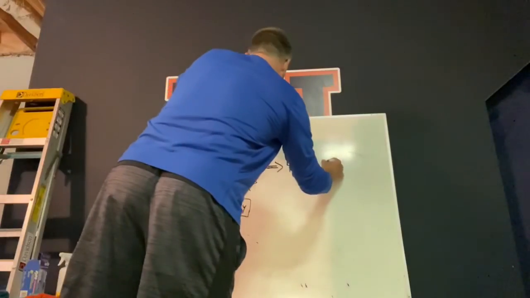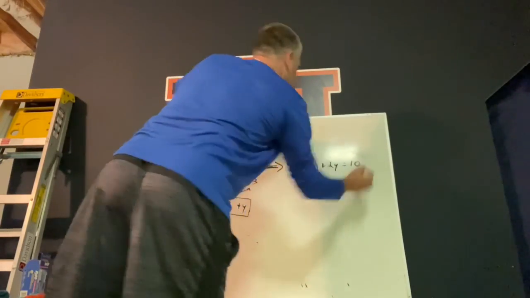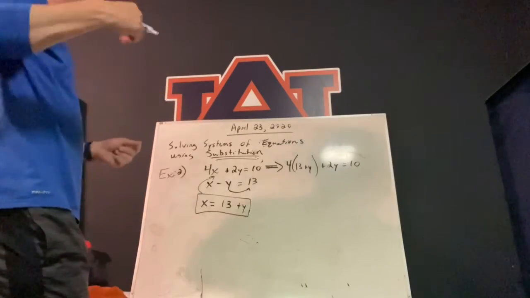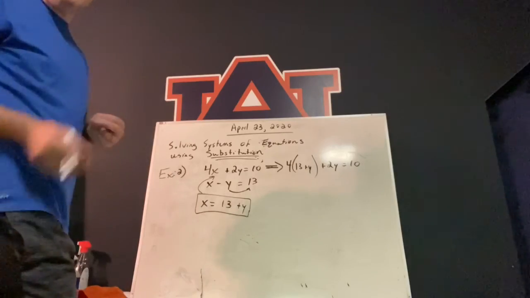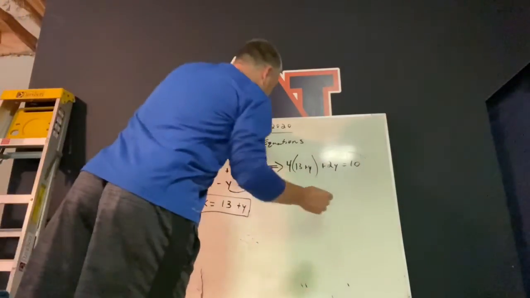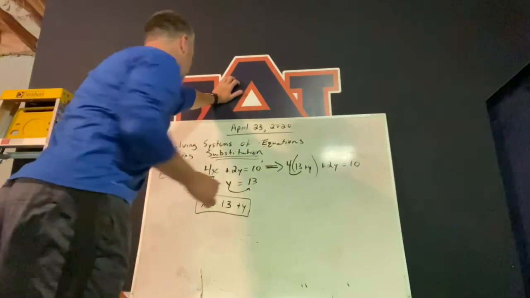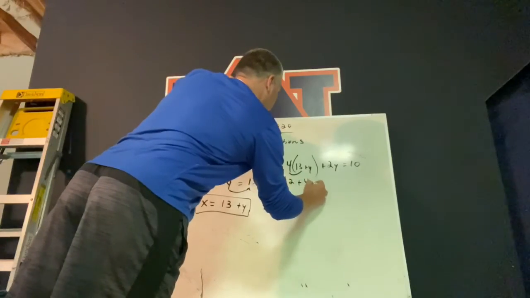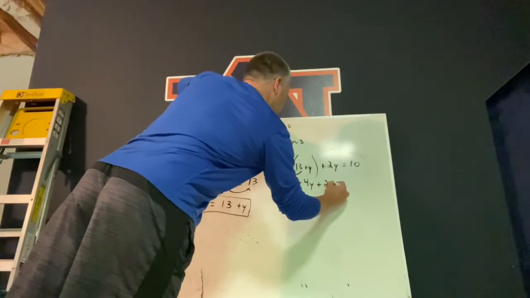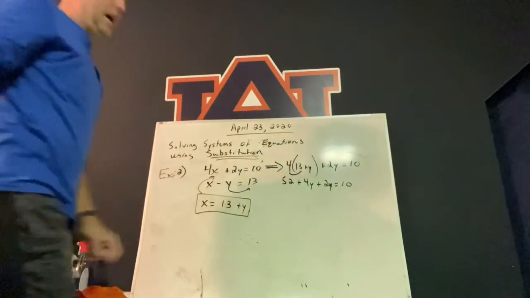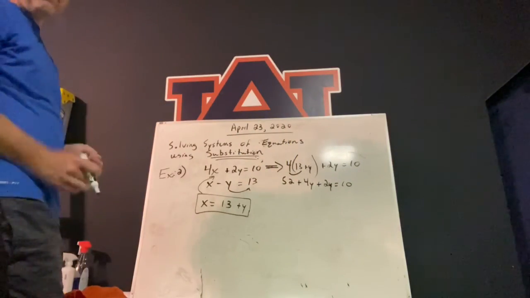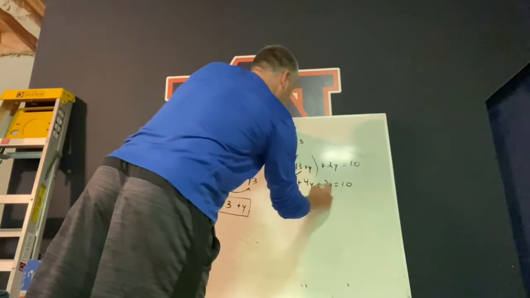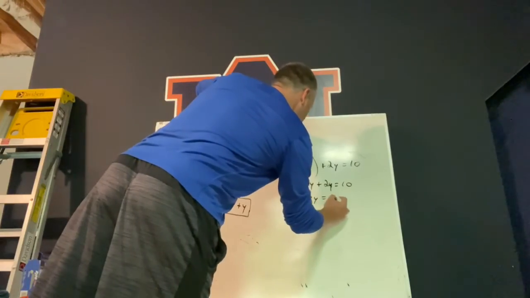Now it's plus 2y is equal to 10. I wrote down the rest of the equation, so I simply replace the x with 13 plus y. Now I'm going to do my math and solve for y. 4 times 13 gives me 52. 4 times y is 4y, plus 2y equals 10. So that gives me 52 plus 4 plus 2 is 6y is equal to 10.